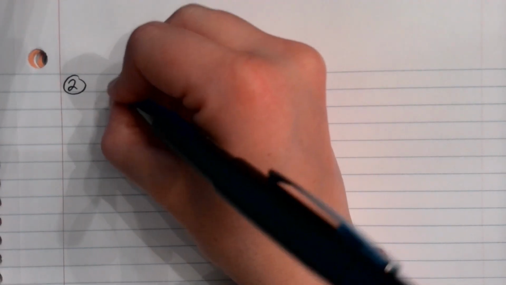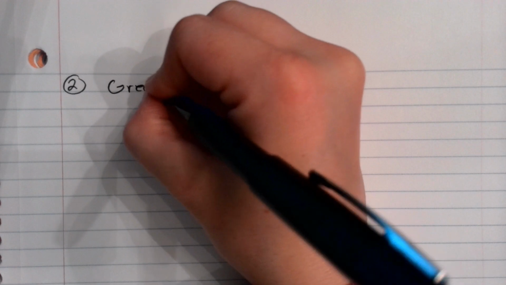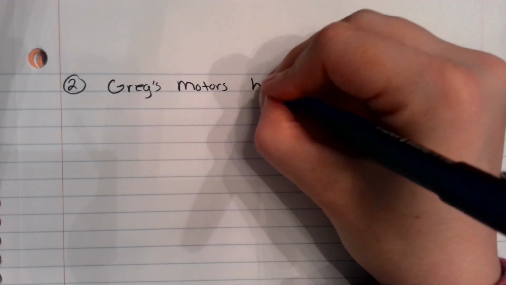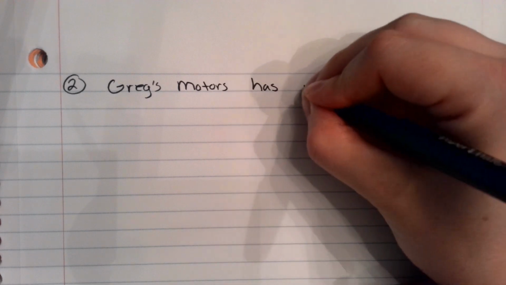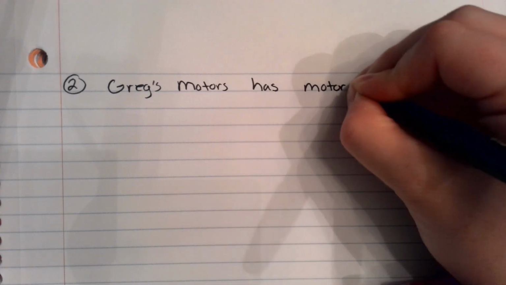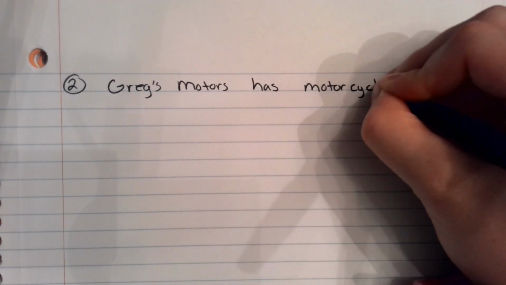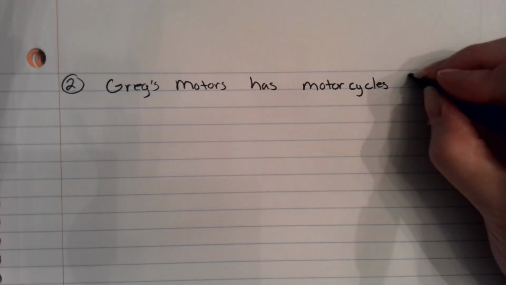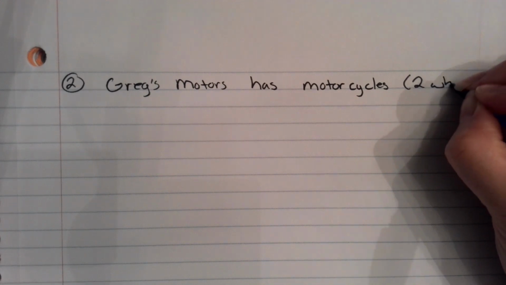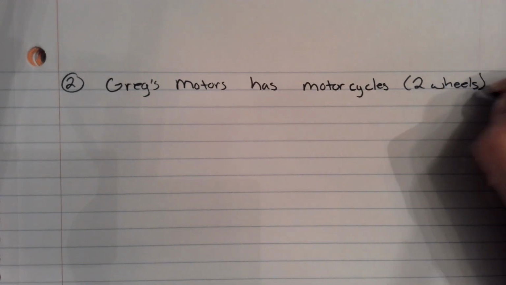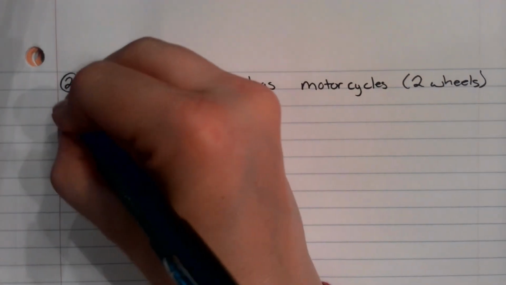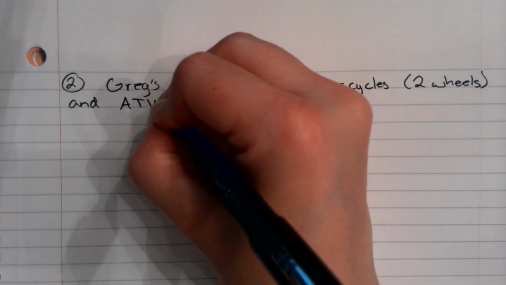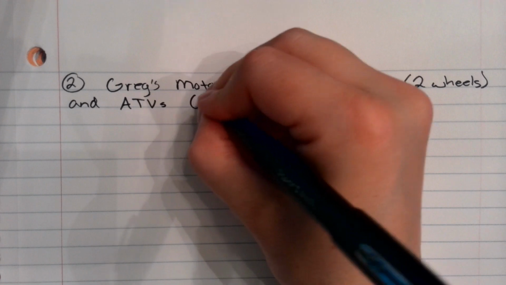Okay, so we have Greg's Motors has motorcycles. Okay, that means that they have 2 wheels, right? Motorcycles are 2 wheels. And he's got ATVs. And your ATVs are 4 wheels.